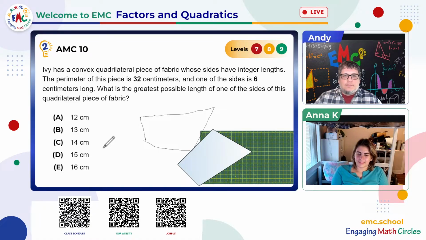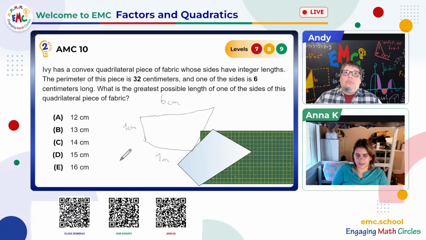Well, the first thought that comes to mind is that one side is 6 centimeters, obviously. Two others are both 1 centimeter, and 32 minus 8 gives us 24 centimeters. Now, is that possible? Apparently not. Why not?